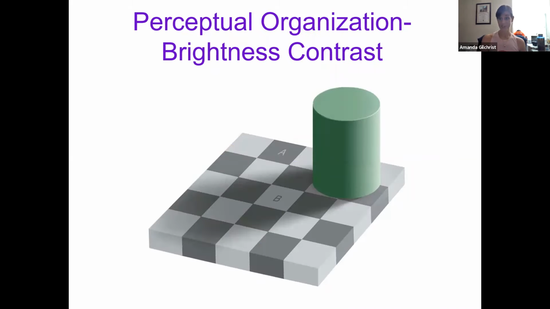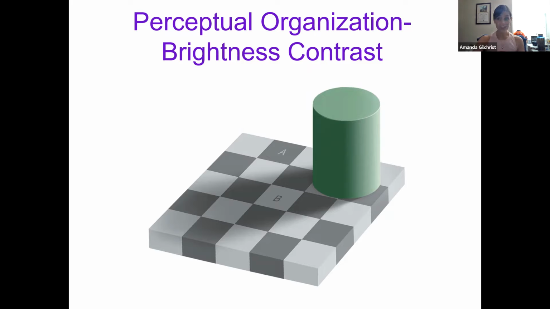Here's another example, and this one's pretty famous. I first learned about this in college, and I am still amazed by it to this day. So here we have square A and square B. Now you might be thinking to yourself, well, B is certainly a lighter color than A. B is a lighter shade of gray than A.